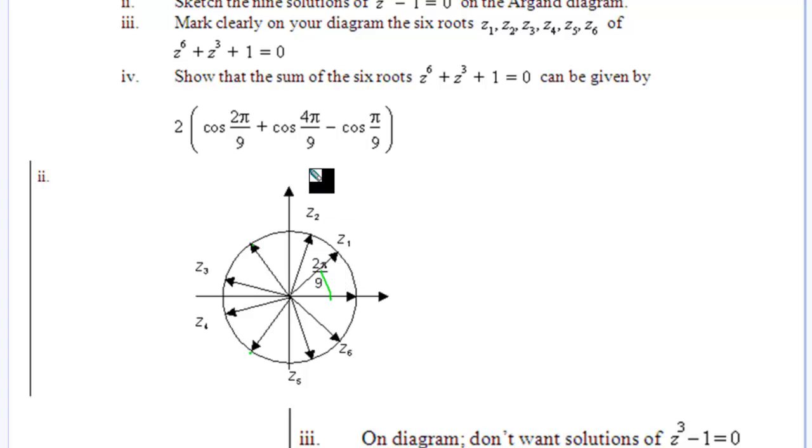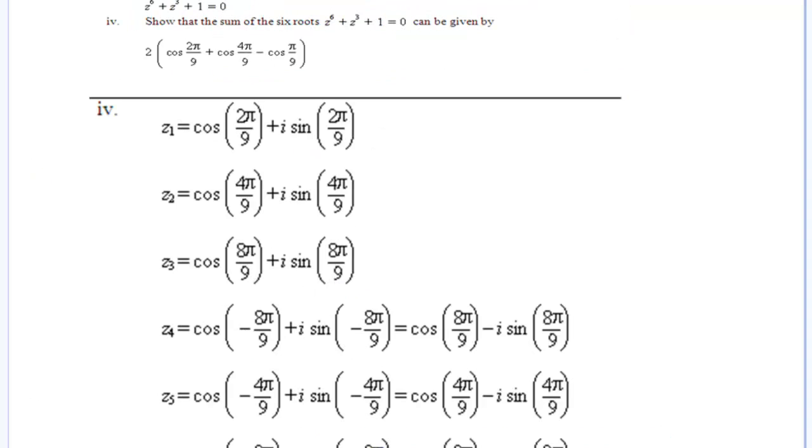So cis of 2 pi on 9, and there's our 6 roots. Well, there's cis of 2 pi on 9, 4 pi on 9, 8 pi on 9, minus 8 pi on 9, minus 4 pi on 9, and minus 2 pi on 9. So they're the 6 roots we clearly marked on that diagram in part 3. So what we want to do is show that these can be written in this form. So we just need to be able to manipulate it and know where our roots sit and how we can rewrite them in different forms.